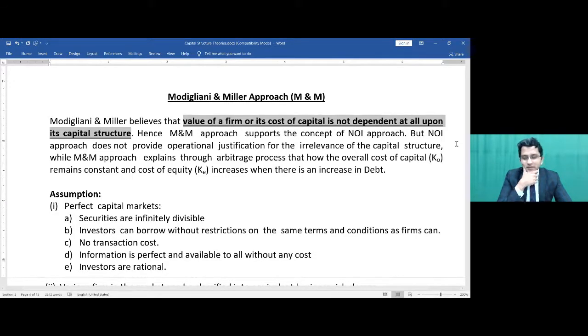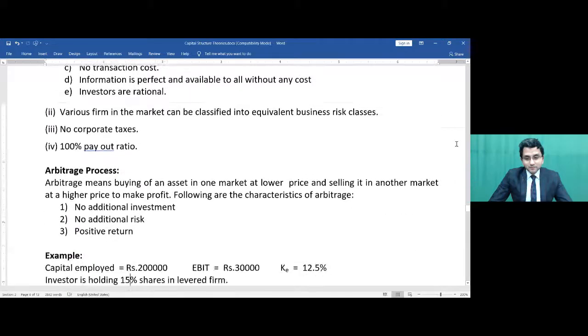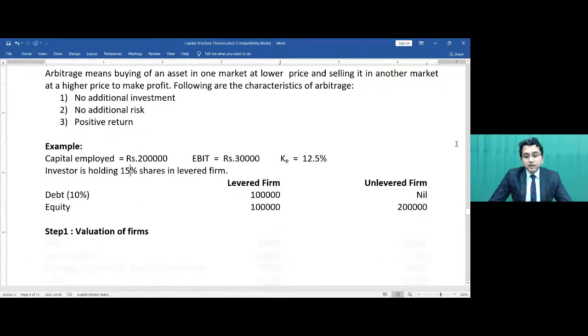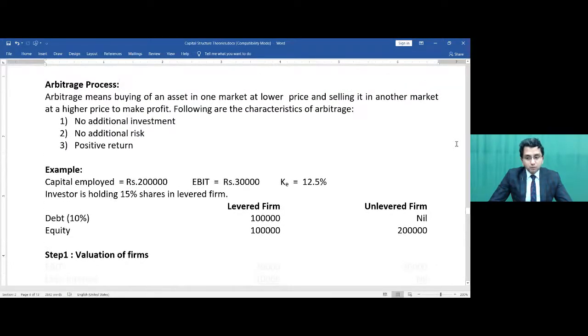It's hard to believe this because debt is cheaper, equity is expensive. If you increase the proportion of the cheaper source, in that case, overall cost of capital must definitely reduce, or change, better I say. But M&M is saying no, it will remain the same. And to prove their approach, Modigliani and Miller actually used the arbitrage process. M&M used the arbitrage process to prove their approach.